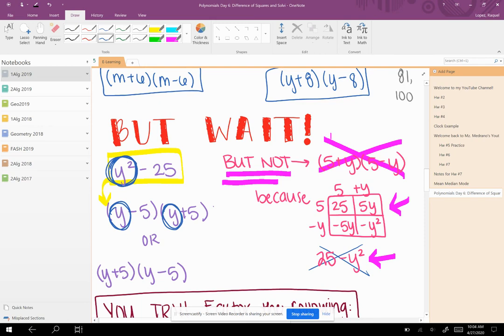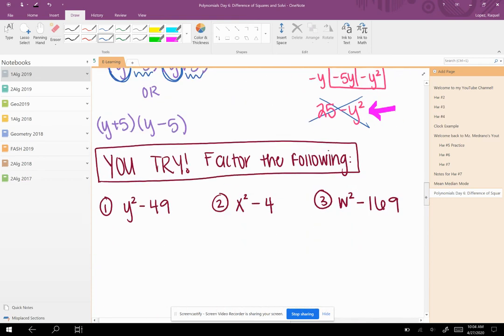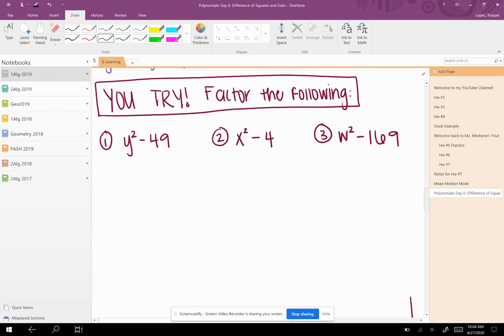Because 25 was the second term to appear, that minus 5, or the square root of 25, is going to be the second thing that appears in your sets of parentheses, okay? So it's your turn. I want you guys to try to factor the following using the rule that we just learned together. So there's 1, 2, and 3 here for you to try.